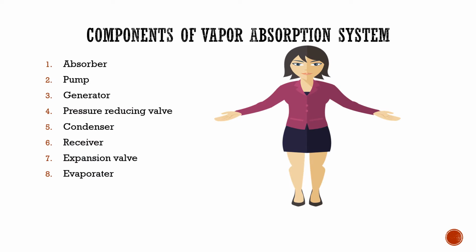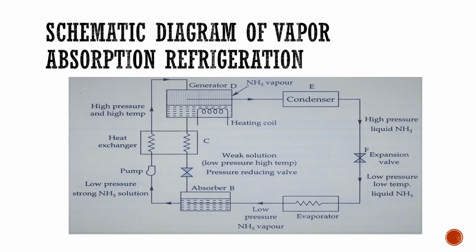So friends, these are the various components of the vapor absorption system: absorber, pump, generator, pressure reducing valve, condenser, receiver, expansion valve and evaporator. This is the schematic diagram of the vapor absorption refrigeration system, and we see the different components as we have discussed in our earlier slide.